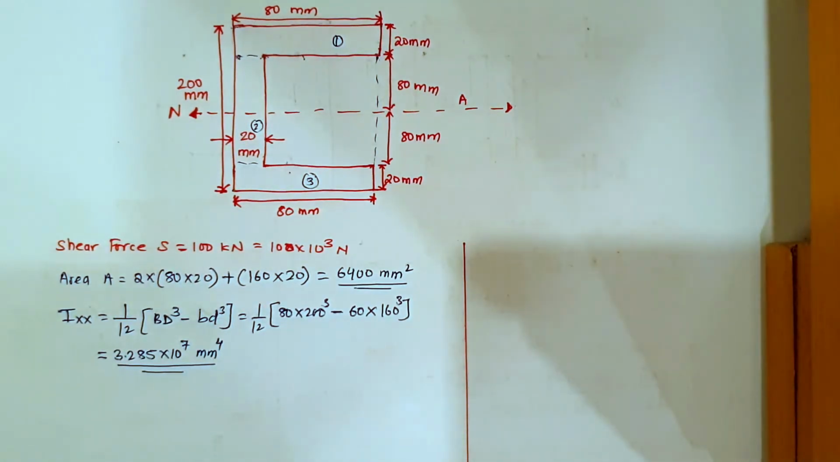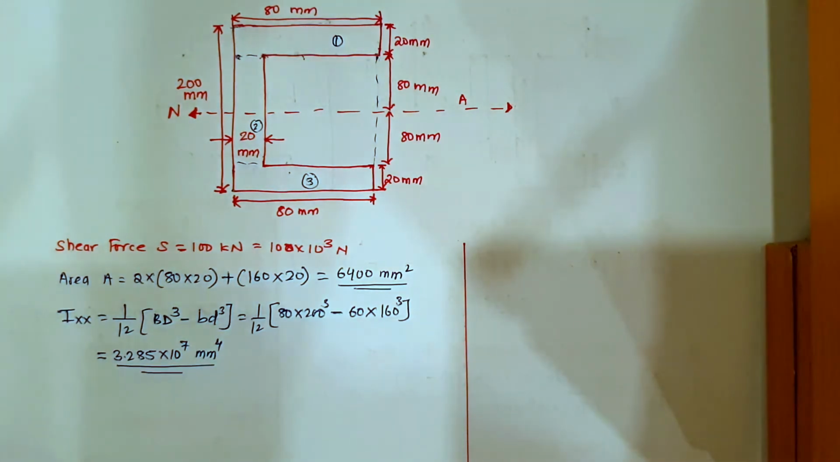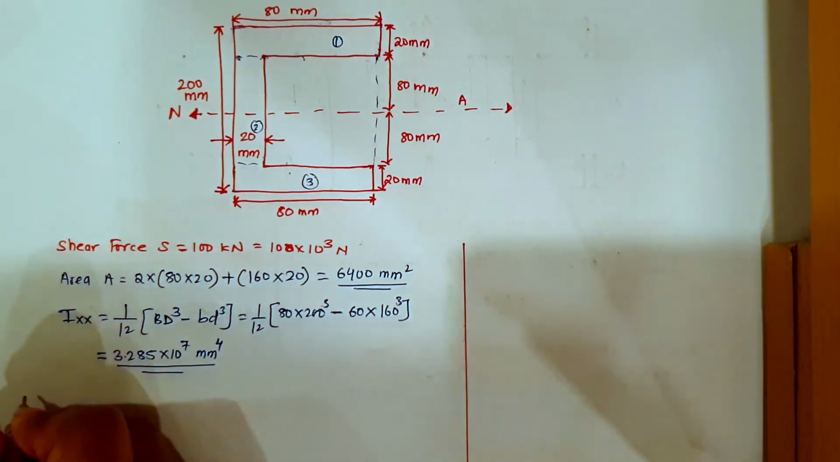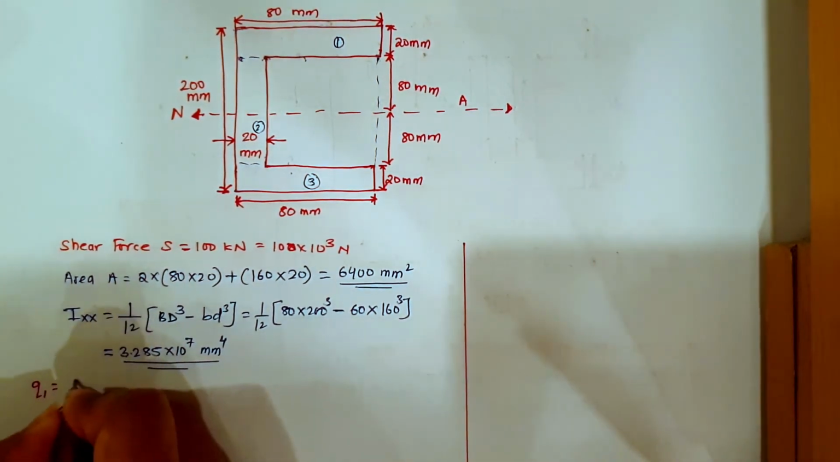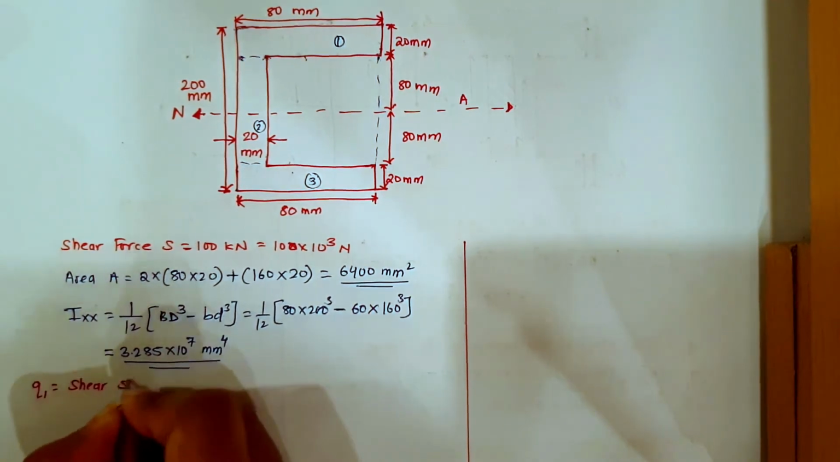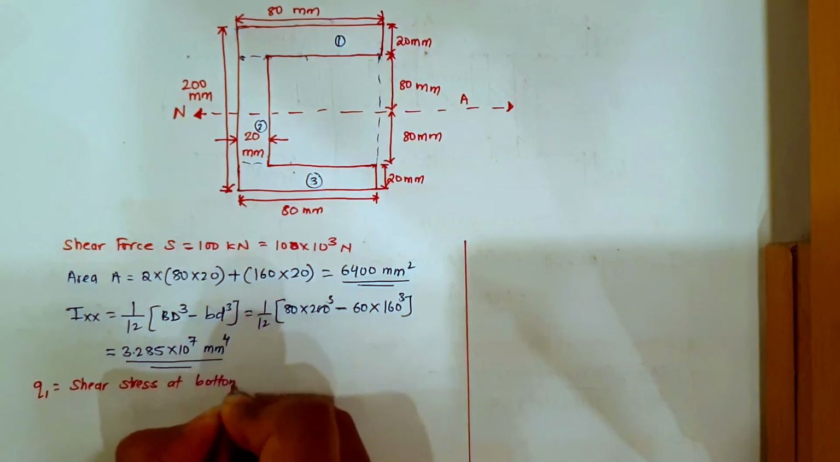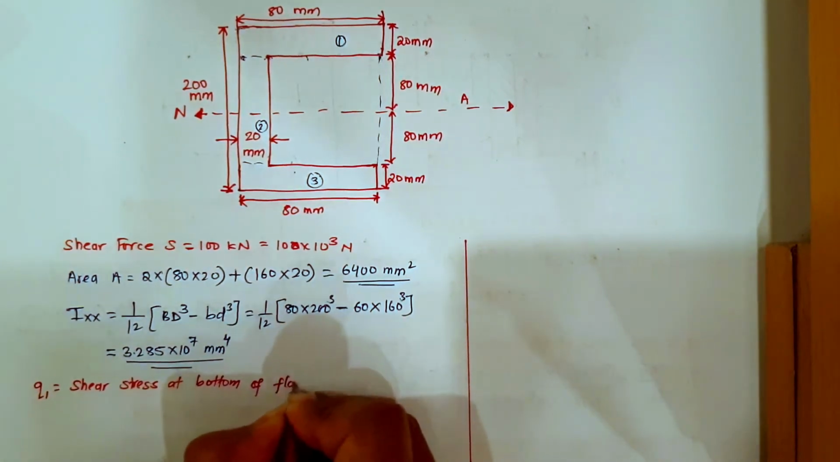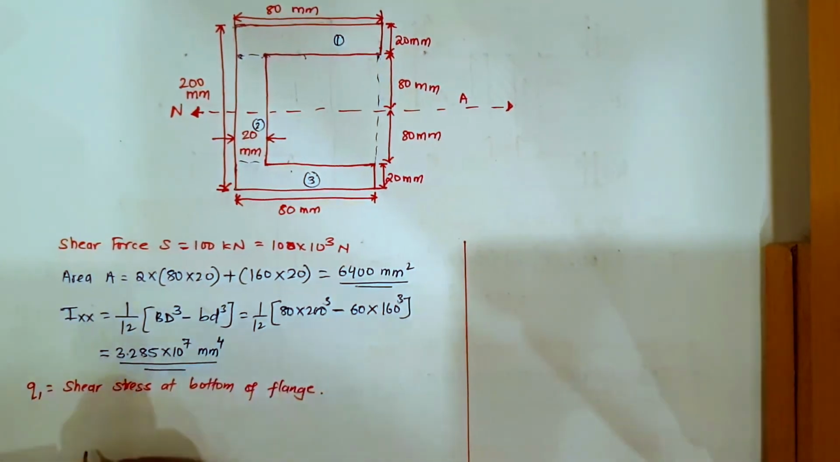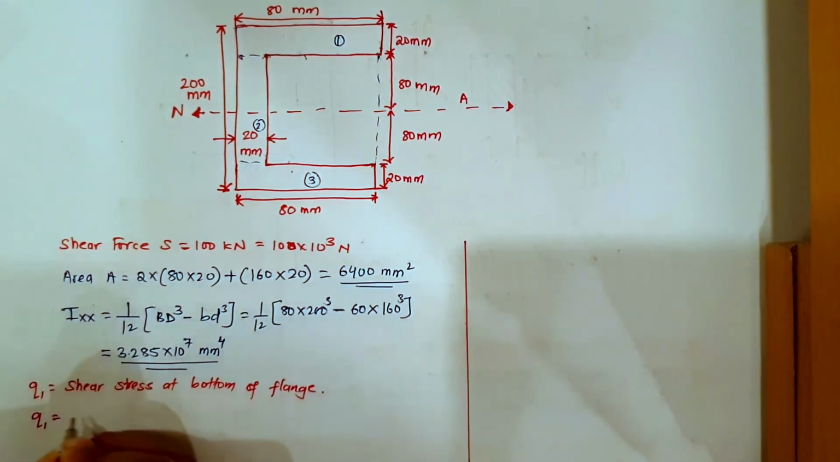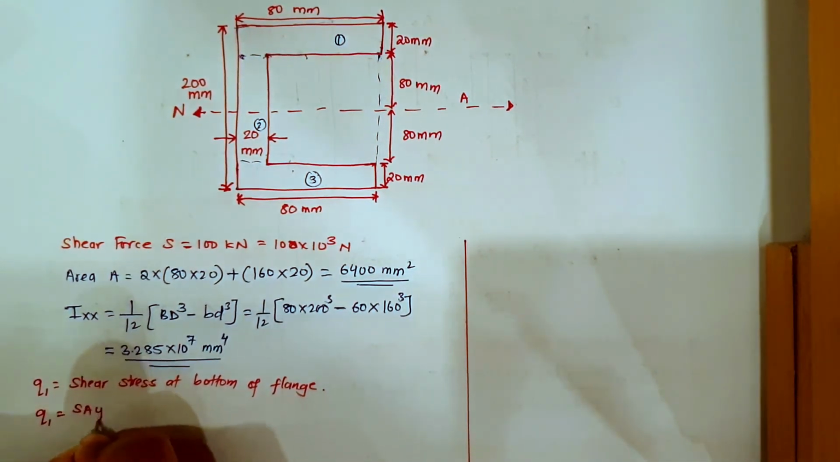This is moment of inertia. Now let us find shear stress at the bottom of flange, which is Q1. Okay, so this Q1 will be equal to S A y bar by I B.